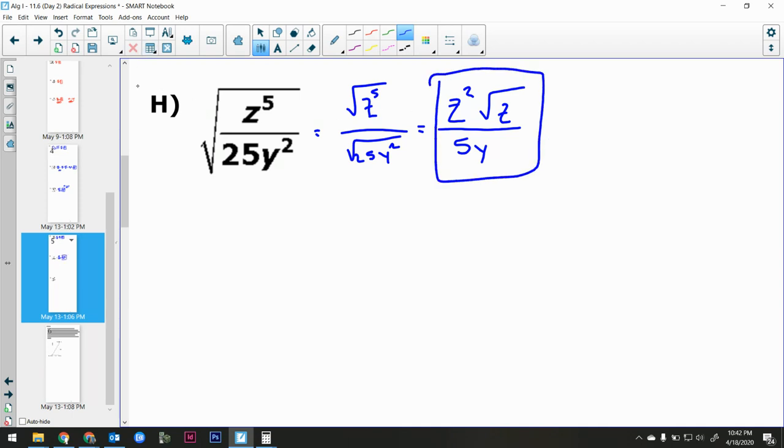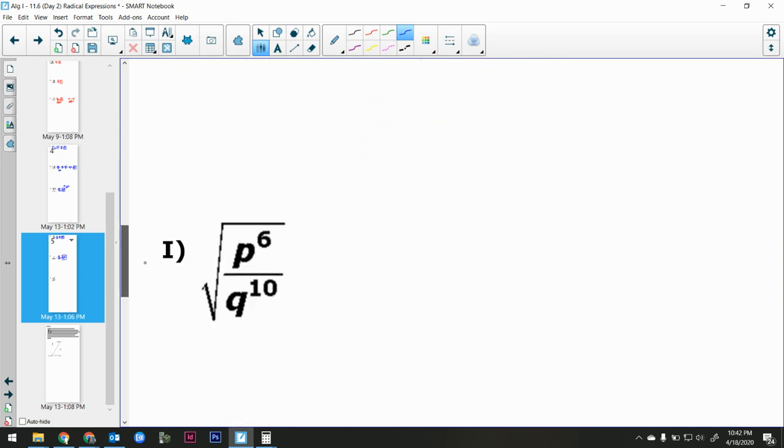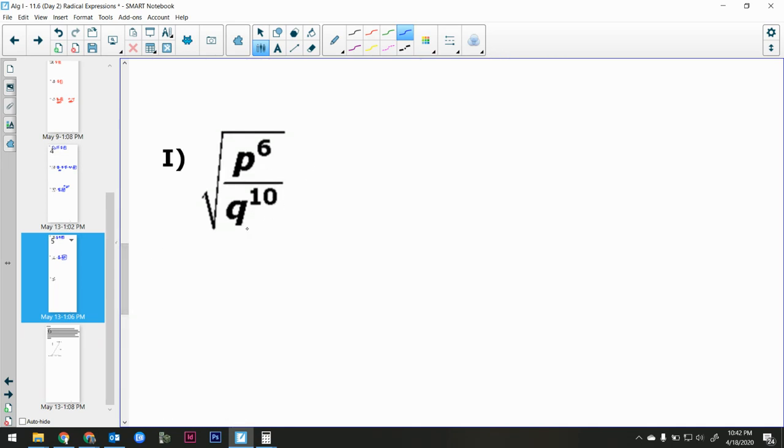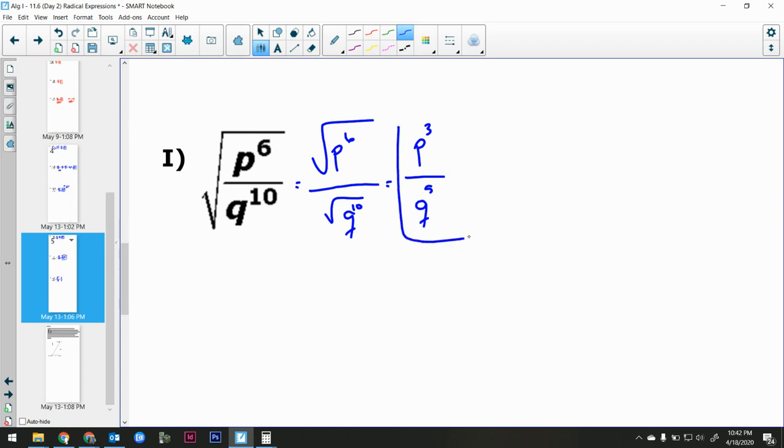Okay. And then the last example like this. No common factors here. I can't reduce it down. So this turns into the square root of p to the 6th divided by the square root of q to the 10th. Even powers. Awesome. Divided by 2. P to the 3rd, q to the 5th. Here's my answer.